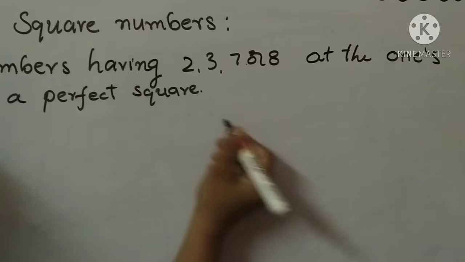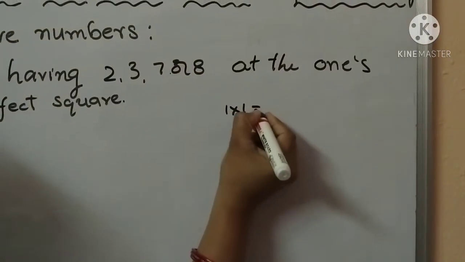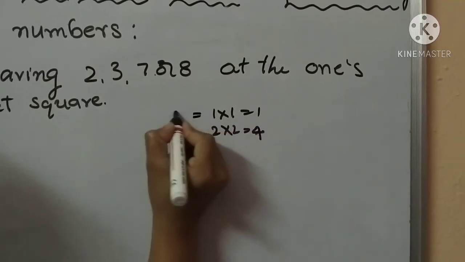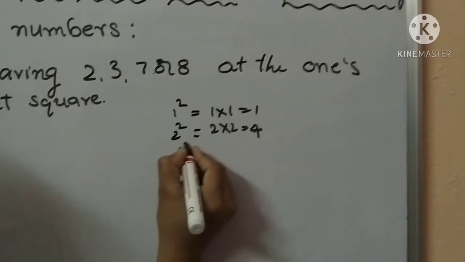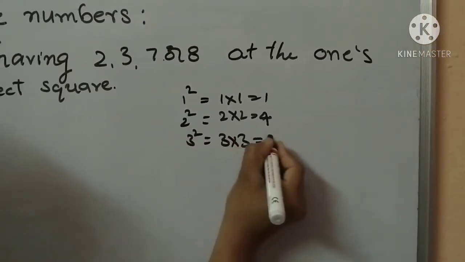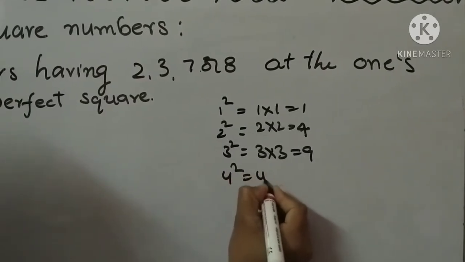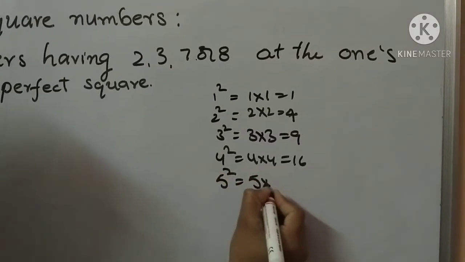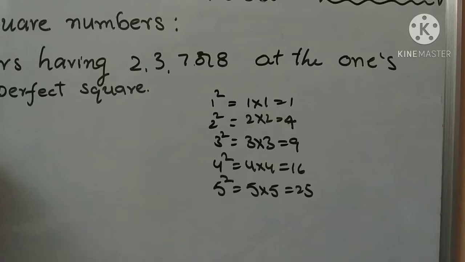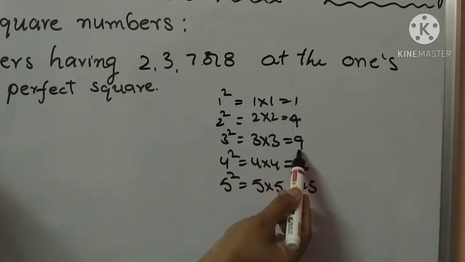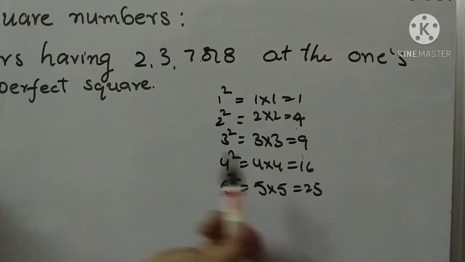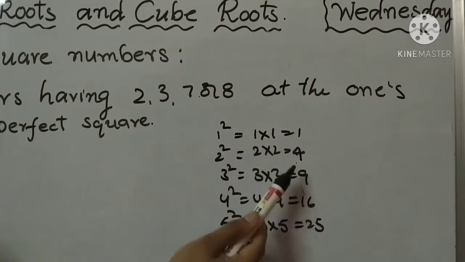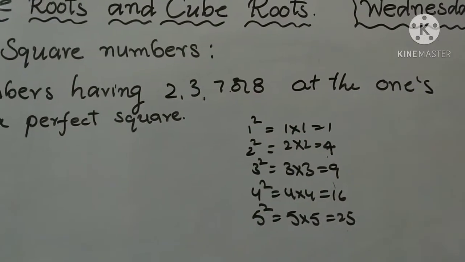You know the square numbers: 1 into 1, and 2 into 2 is 4. It means 1 square and 2 square, like that. 3 square equals 3 into 3 equals 9, and 4 square equals 4 into 4 equals 16. 5 square equals 5 into 5 equals 25, like that. So in square numbers, there are single digits or double digits at the ones place, but 2, 3, 7, 8 are not there. So it is not a perfect square.